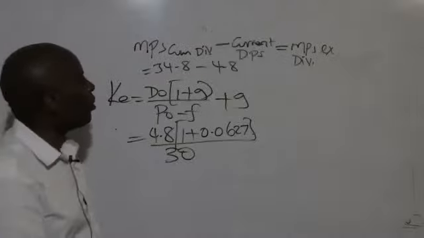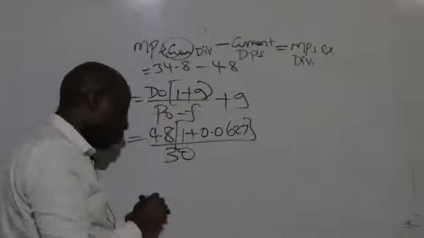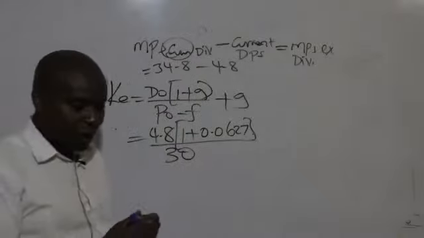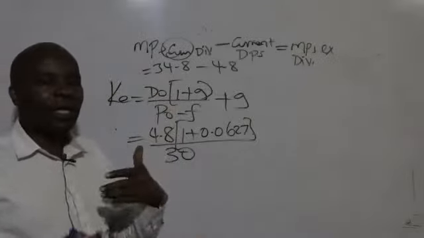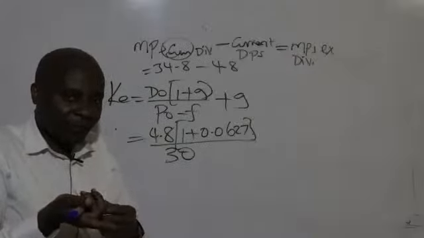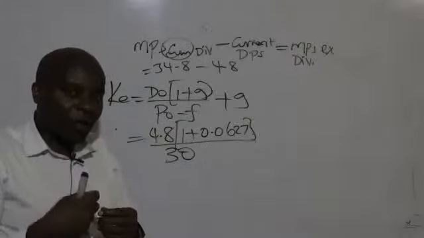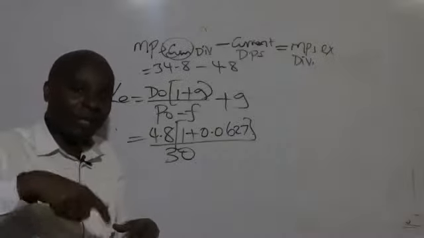What is the meaning of cum-dividend? It means that the person who is going to buy this particular share at a particular price, like this 34.8, will be entitled to receive the next dividend. So basically the share is coming with a dividend component.